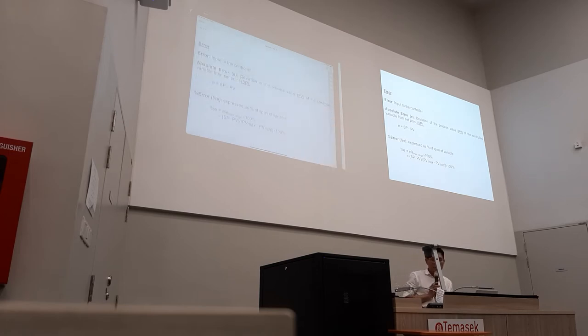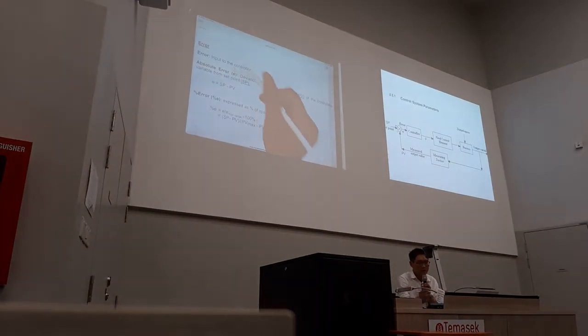Alright, the first definition we have is the error. Error is the input to the controller, right? If you look at the controller, E is actually the input. We have two types of error that we need to calculate. The first one we call absolute error, which is represented by this small e. The definition is the deviation of the process value, PV, of the controller from the set point, SP. So the formula is e equals SP minus PV. Alright, just keep it in mind first, then later we will go through some examples.